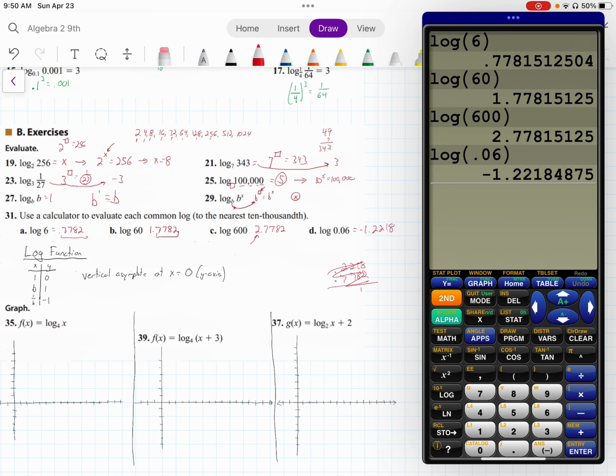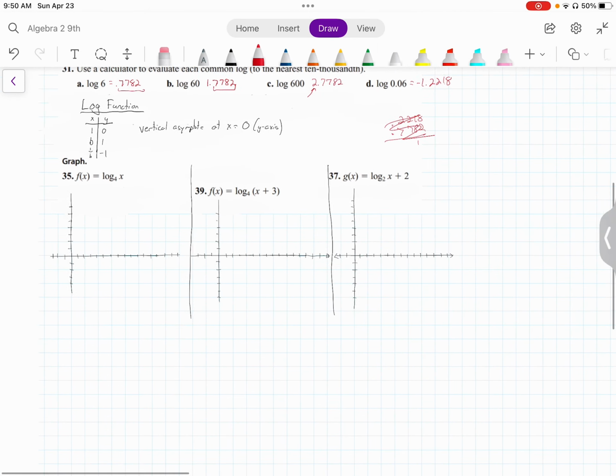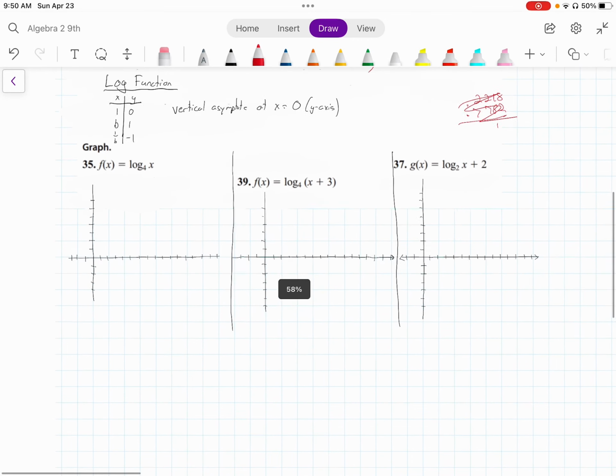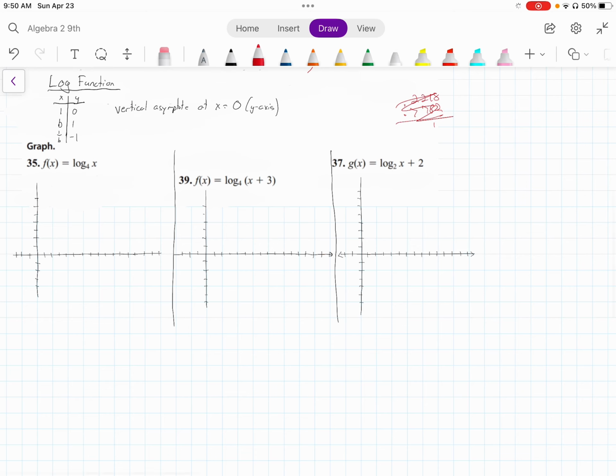And then our last few questions are graphing logarithms. So I already have some graphs drawn there, so if you need to take a minute to draw the graphs, well, you're supposed to be done this assignment already.